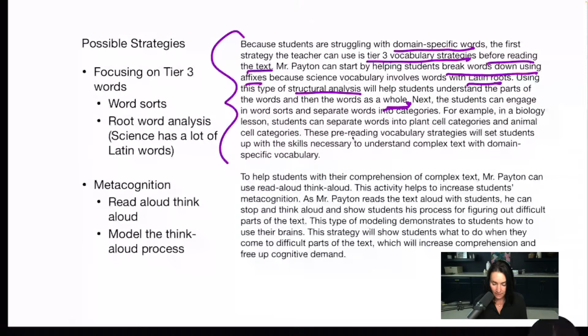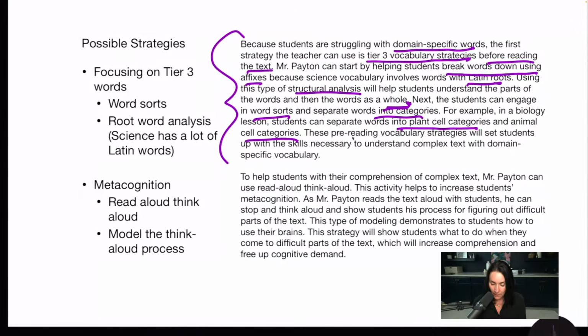Next, the students can engage in word sorts, another vocabulary strategy, and separate words into categories. For example, in biology lessons, notice I say, for example, in biology lessons, students can separate words into plant cell categories and animal cell categories. I just got really specific there. Why did I do that? Because you get more points when you're specific and you support what you're trying to say. If you're too general, you're not going to get as many points.